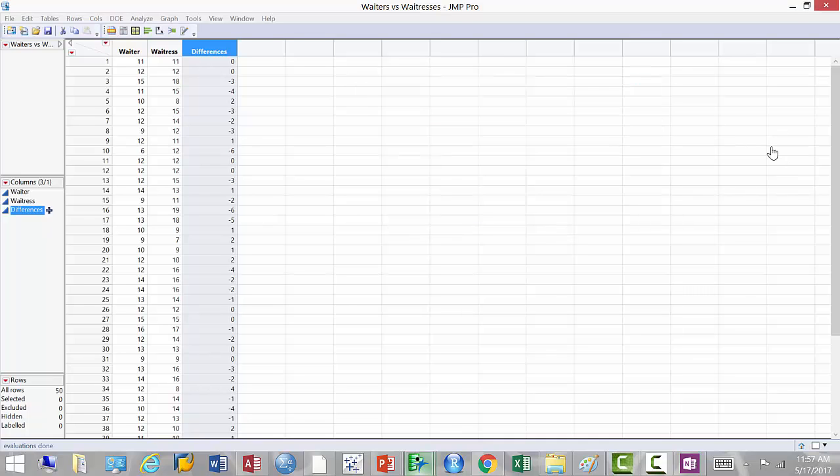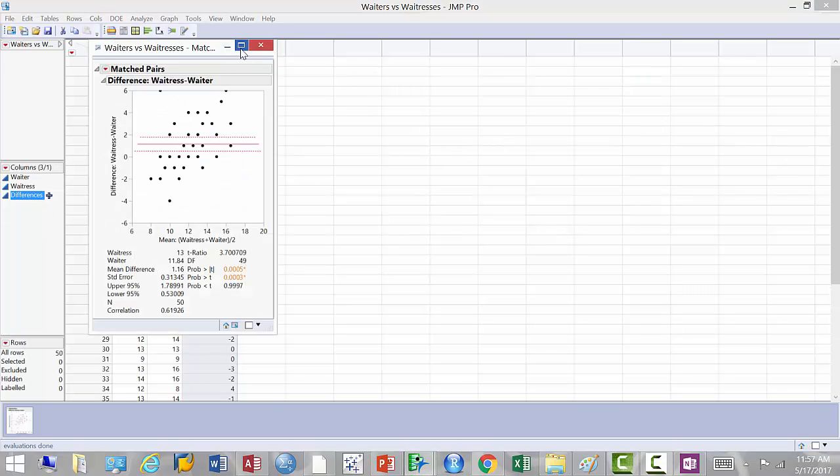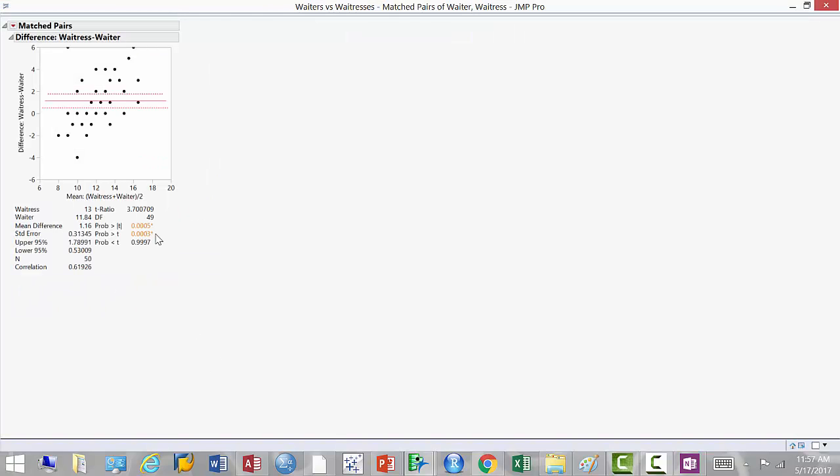And then I click OK, and let's see. Here is the p-value that I need. Probability greater than the absolute value of t, because it's not the right tail greater than, it's not the left tail less than, it's both tails of the distribution.